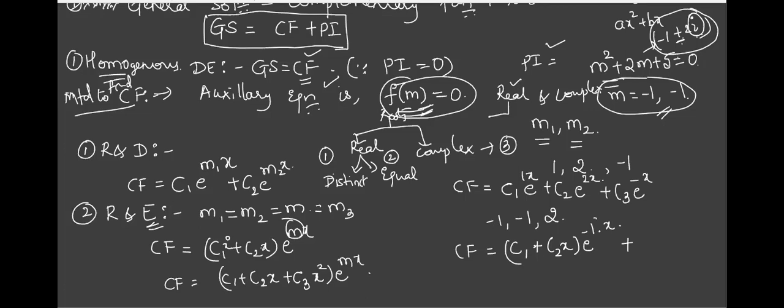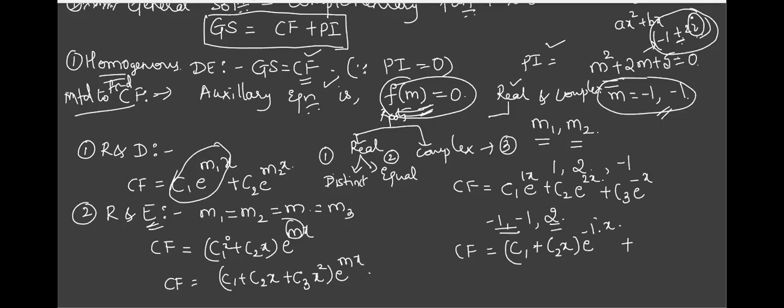Just observe here. These two are real and these two are equal. This is real. Agree? 2 is real. But is it equal or unequal? Unequal. Unequal means you have to refer again case 1. In unequal, what are they saying? For any unequal, it should be in this format.